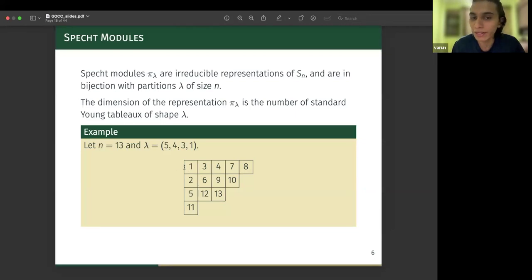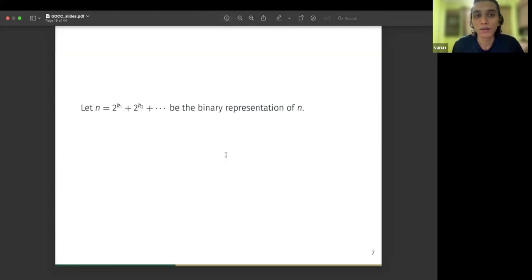Now, what we'll do is we'll fill these squares up with numbers from 1 to 13 in such a way that the numbers increase when read from left to right on each row and when read from top to bottom on each column. So here we can check. This row has numbers 1, this column has numbers 1, 2, 5, 11, so they're increasing. And similarly, this row has numbers 2, 6, 9, and 10, so they are also increasing. So such a filling of the diagram will be known as a standard filling of the diagram, or a standard Young tableau on lambda.